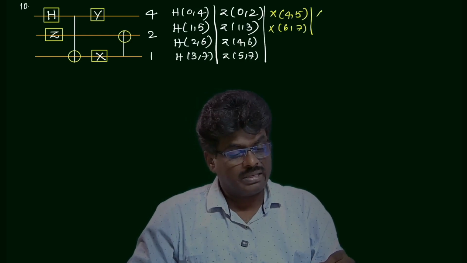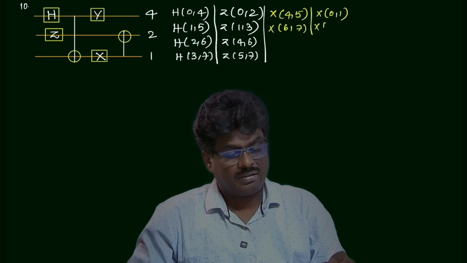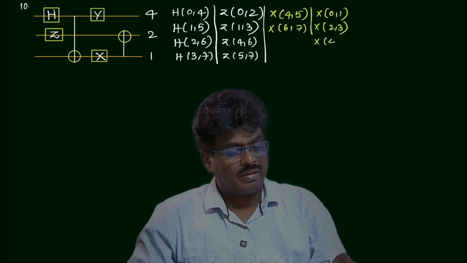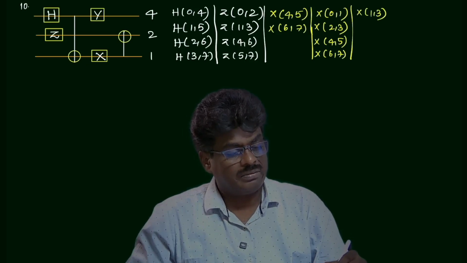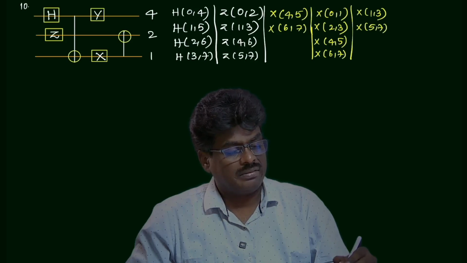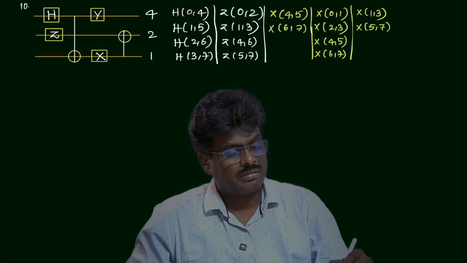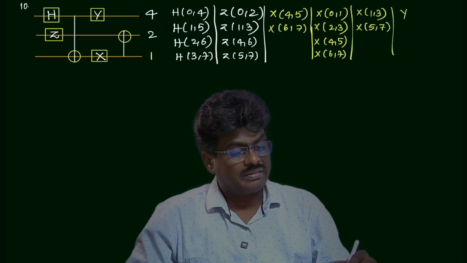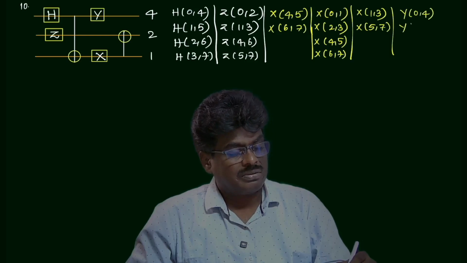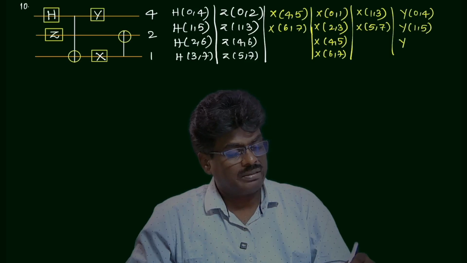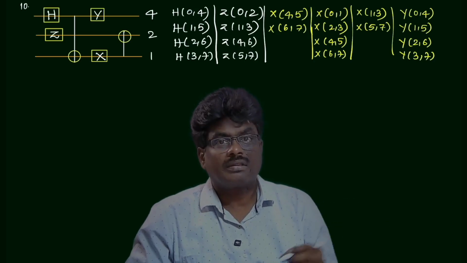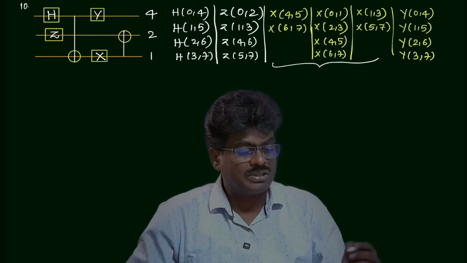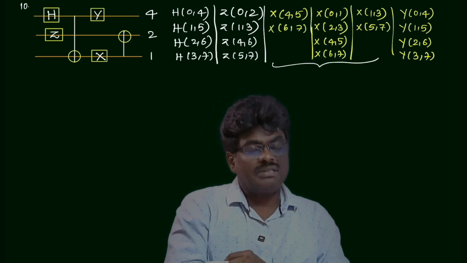Next single X gate, that is 0 comma 1, 2 comma 3, 4 comma 5, 6 comma 7. Next C naught, that is 1 3, 5 7. Now you can take Y, that is on 4. So 1 comma 5 adding 1, next adding 2, that's it. Okay. Now you can operate all these X operations at a time, but please check, is there any cancellation?